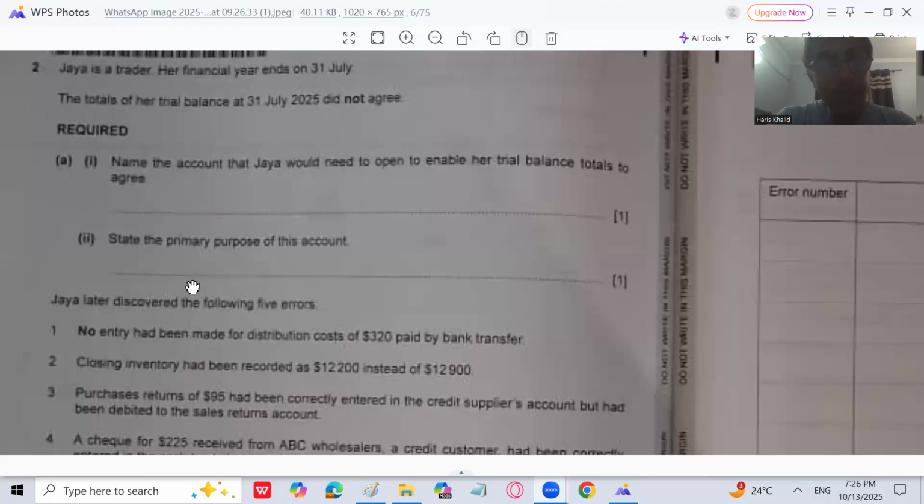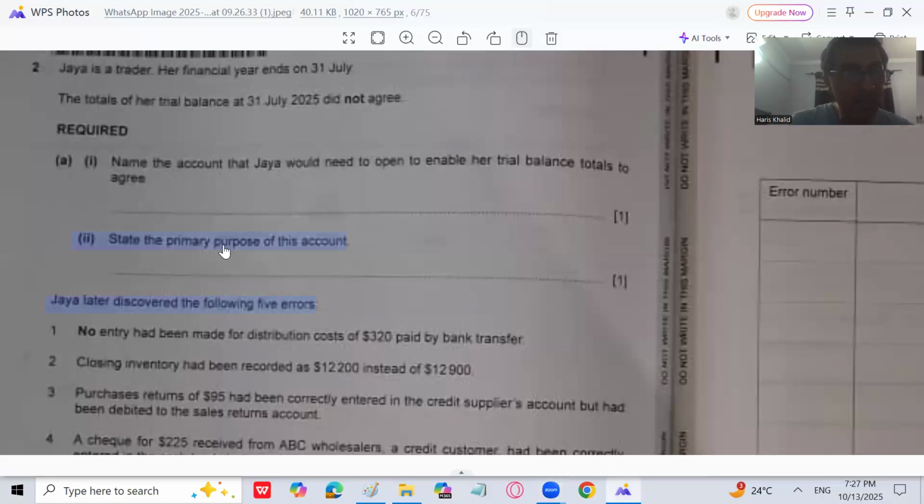If there is a difference between the two sides of the trial balance, the difference will be written with the name suspense account. Even if the statement of financial position is not equal, we take the difference and write it as a suspense account. So this is used when the trial balance does not agree, and we write the difference with the name suspense account to make the two sides equal.